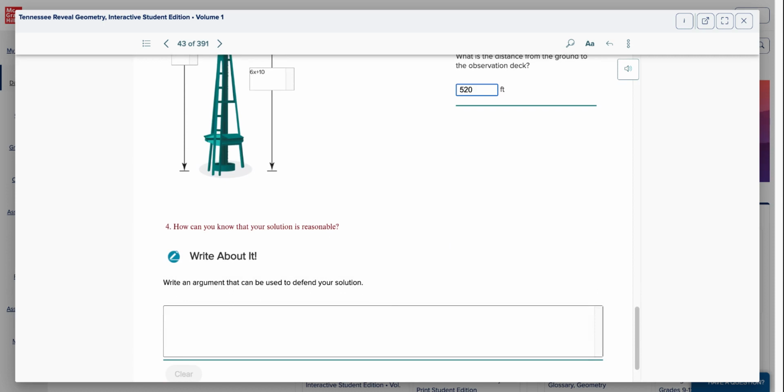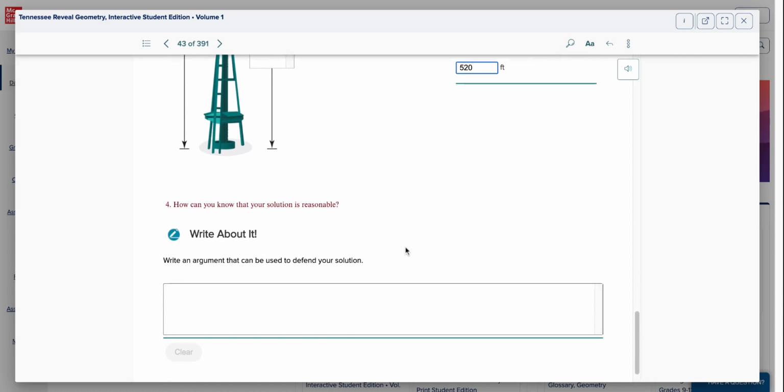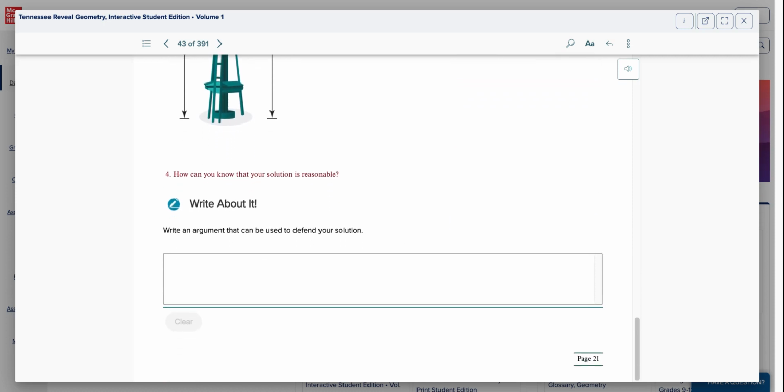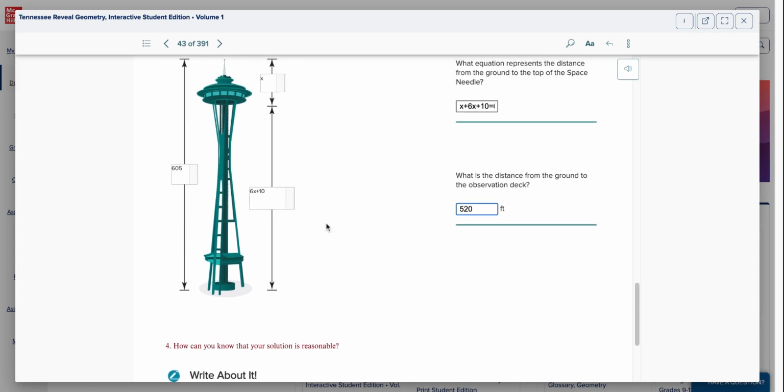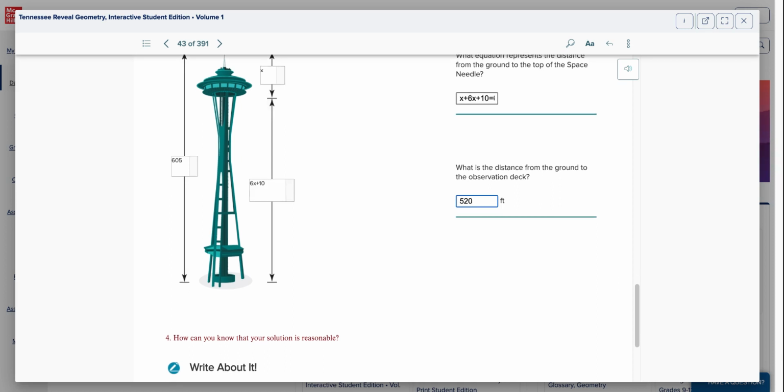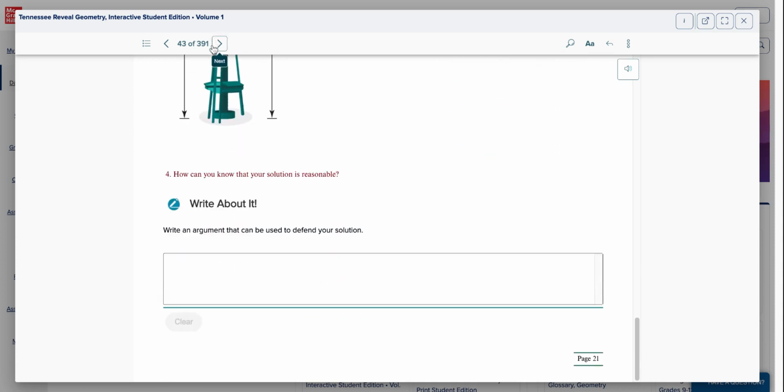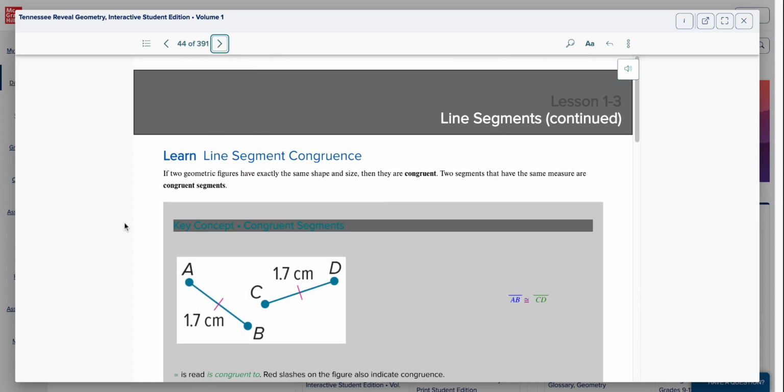And of course, if you're sitting in a class, it's going to be a lot easier for your teacher to show that to you. Write about it. Argument, defend your solution. Well, shoot, plug it back in and see if it works. Yeah, just plug it back in. 520. See if it works. All right. Good deal. So take your x, plug it in, get 520, boom, you're done. I guess put that in your own words. What do we got? Next page.